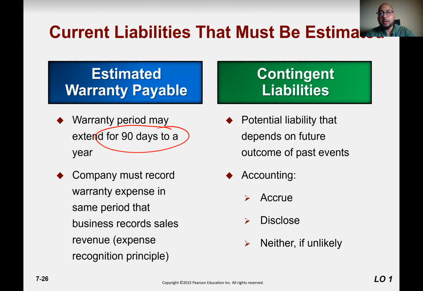So company must record expense in the same period that business records the sales revenue, which means if the product that you sell belongs to previous year and next year it is coming for warranty claim, you will be recording the warranty expense in the year in which it is sold. Remember that one, because otherwise the expense recognition principle will not be matched. Right, guys?